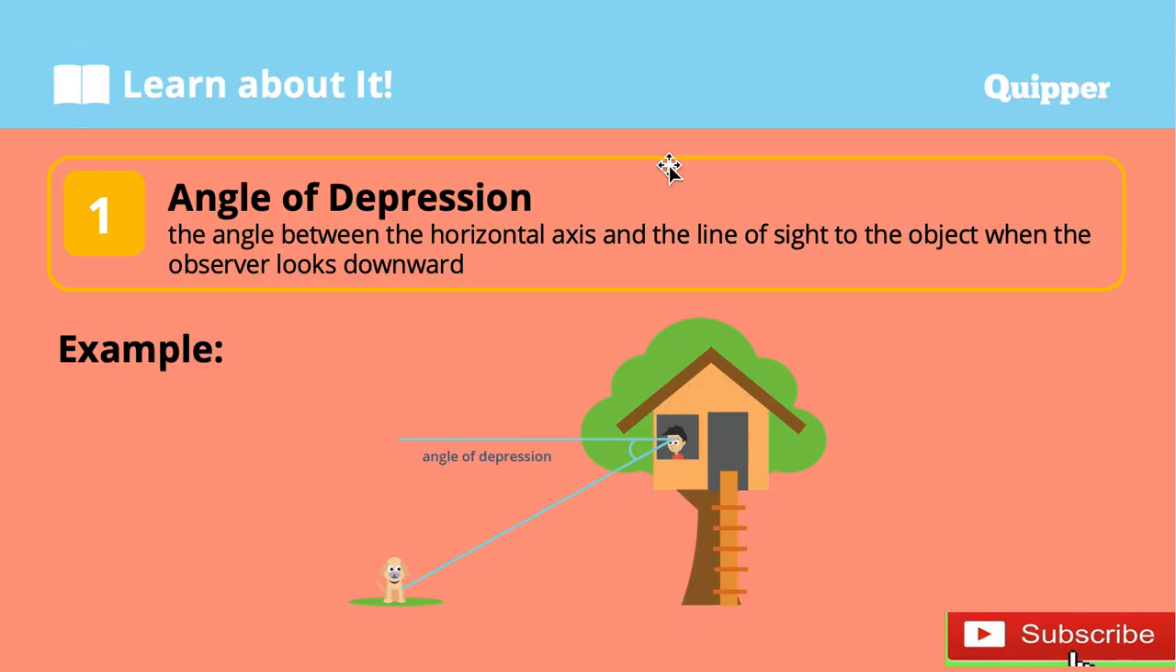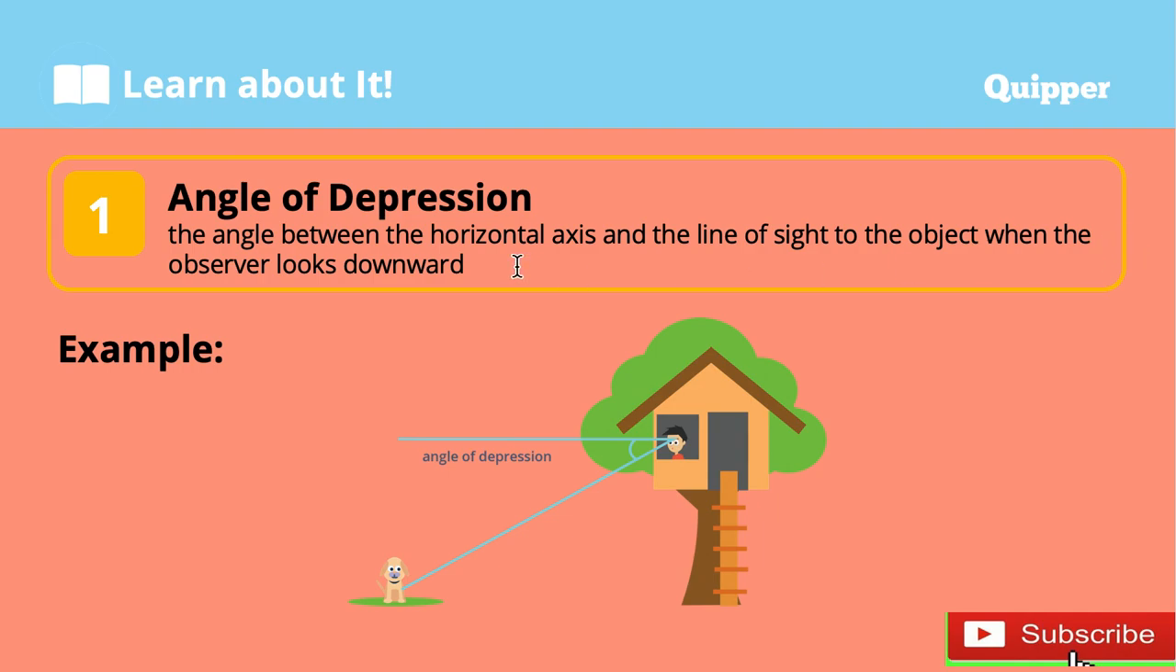Let's start. Let's learn first what is an angle of depression. The angle of depression is the angle between the horizontal axis and the line of sight to the object when the observer looks downward.